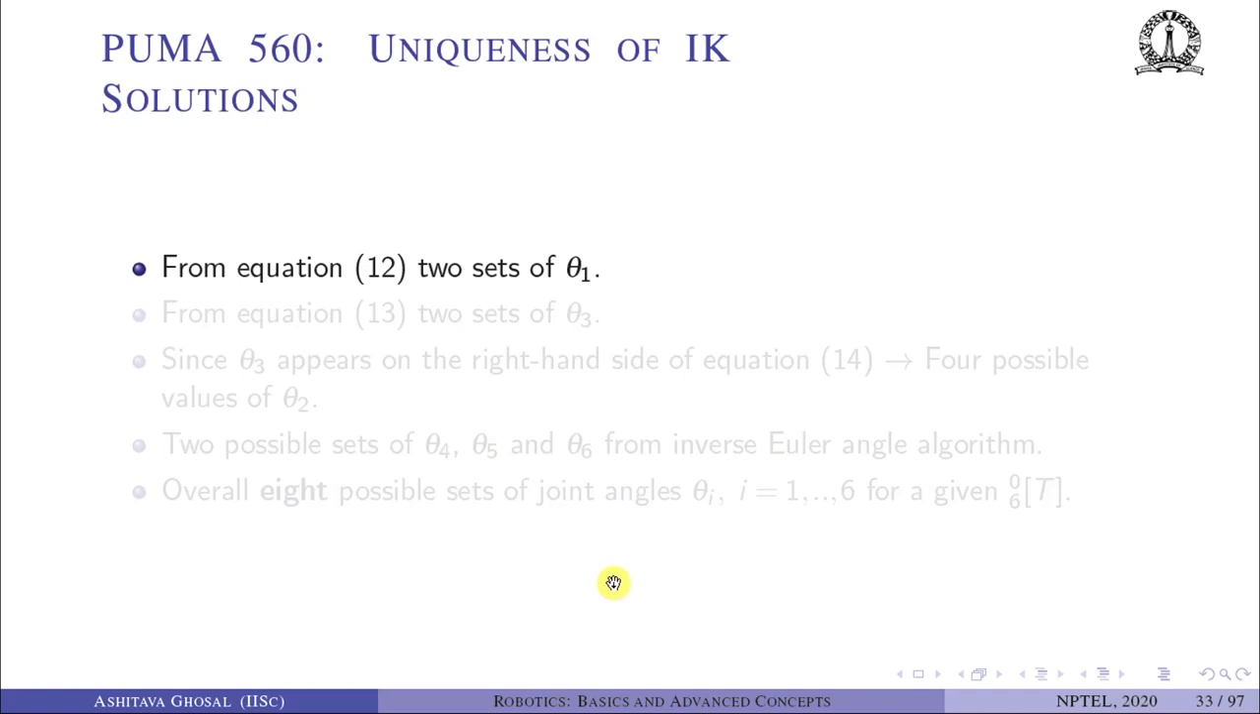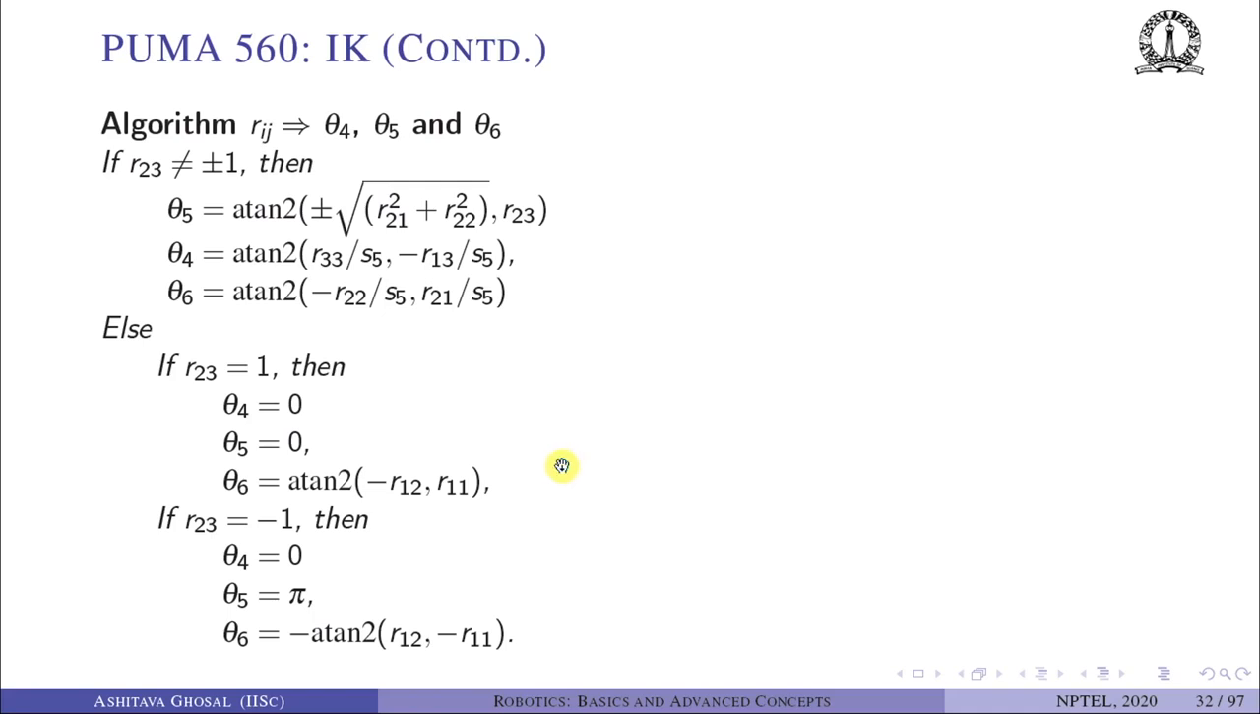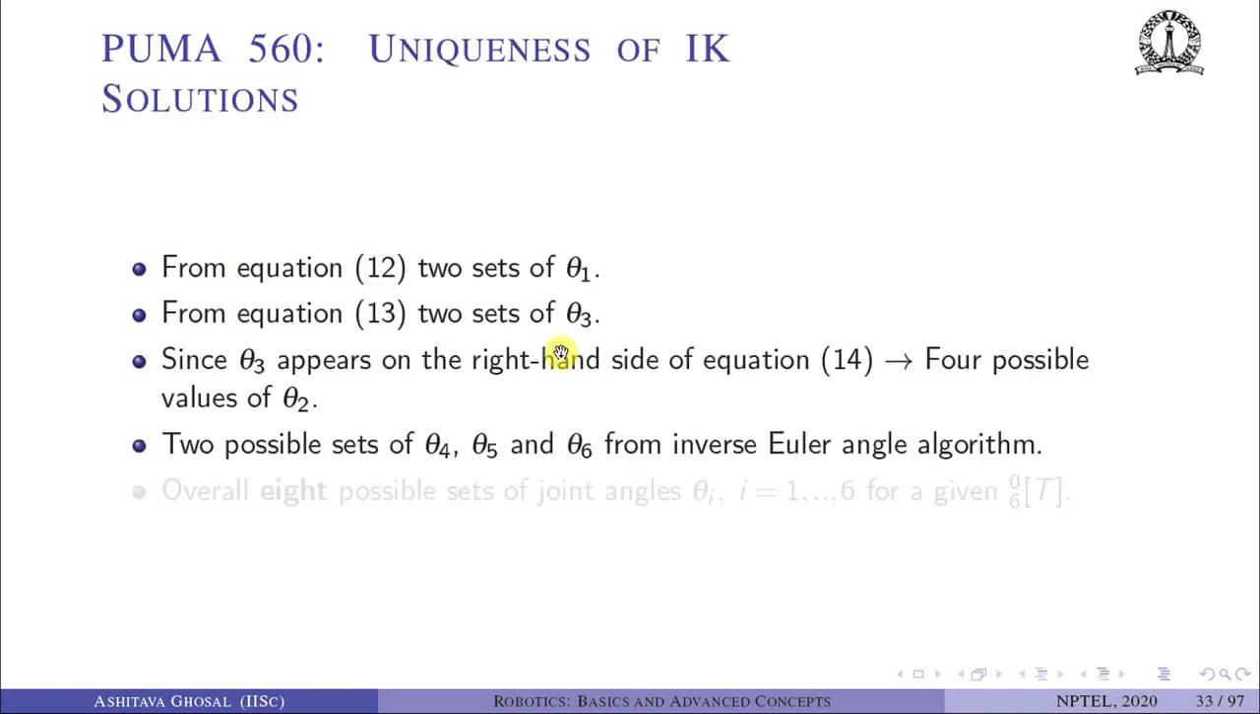Okay, so in summary, what have we done? We have obtained two sets of theta 1, two sets of theta 3. Since theta 3 appears on the right hand side of equation 14, we get four possible values of theta 2. And then we also have two possible sets of theta 4, 5 and 6, because you can see theta 5 has plus minus sign here. So I can get two possible theta 5, and then when you divide by sine theta 5, you'll get two possible values of theta 4 and theta 6. Okay, so overall, what have we obtained? We have obtained eight possible sets of joint angles theta i for a given position and orientation of the sixth link with respect to the zeroth link, given 0 6 T.